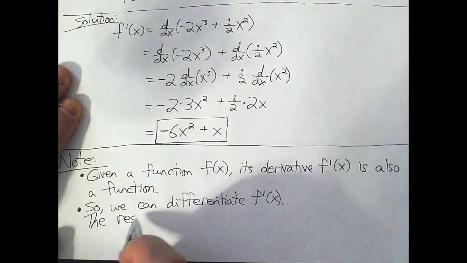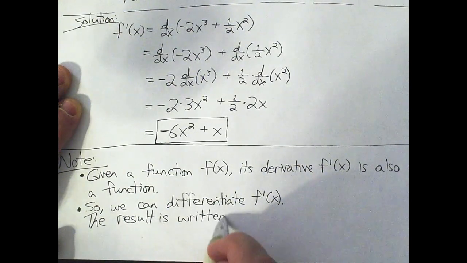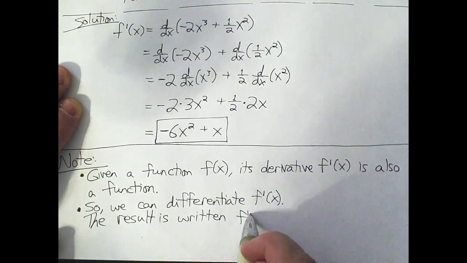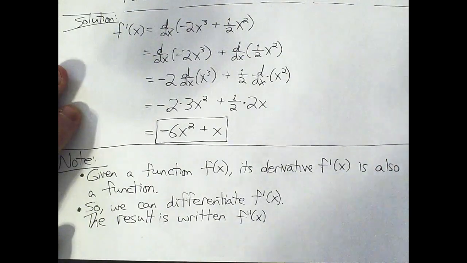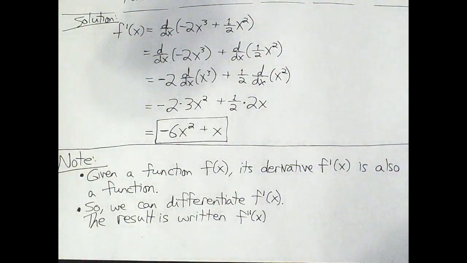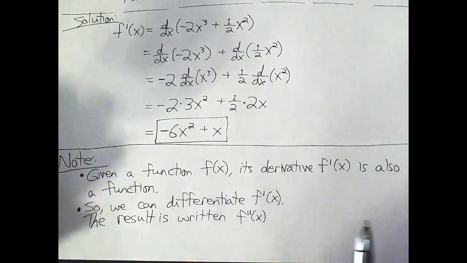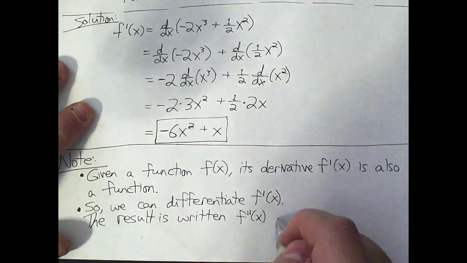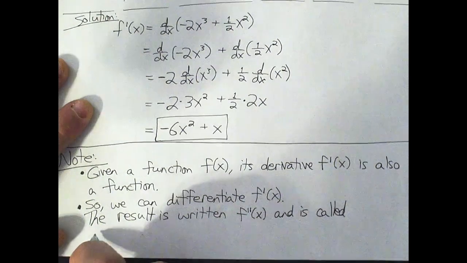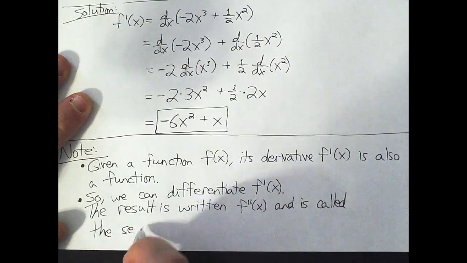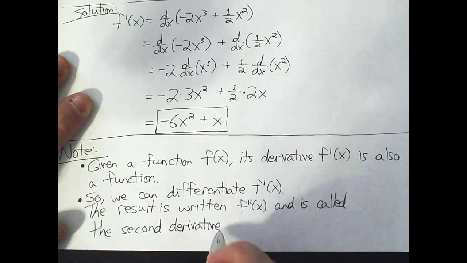The result is written like this, and it's pronounced f double prime. F double prime of x. So it looks like f prime prime of x. We say f double prime of x. And is called the second derivative of f.